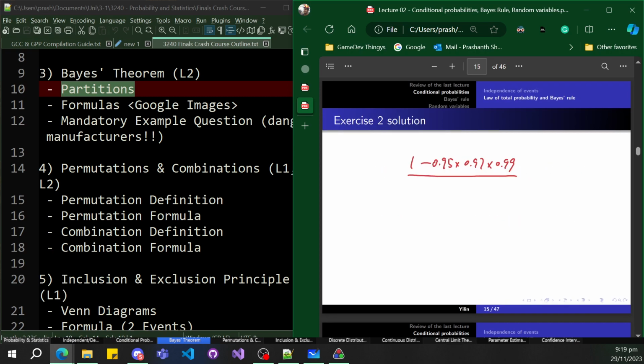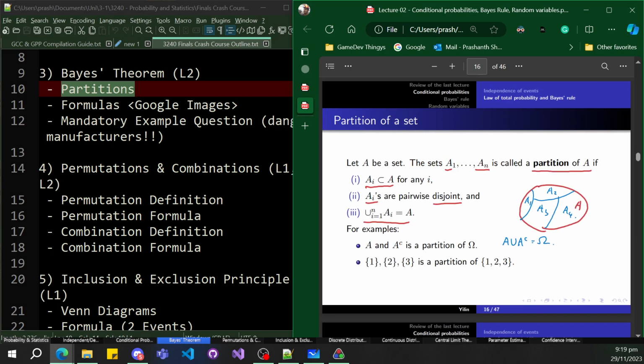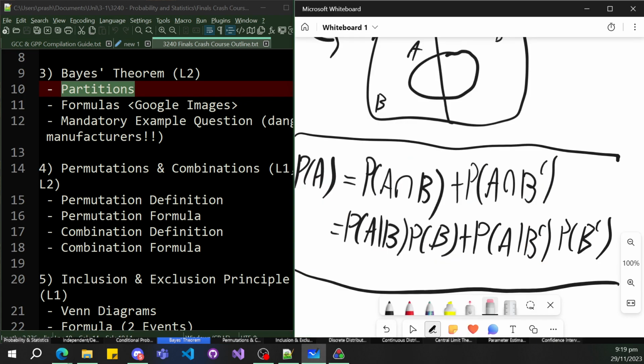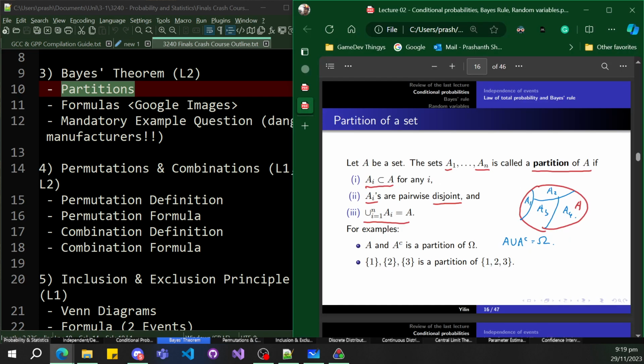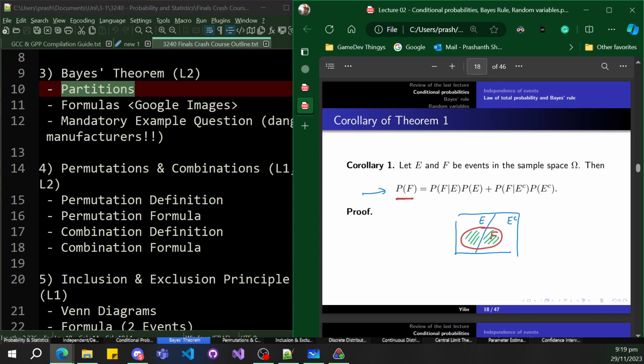Any other formulas for partitions? Okay, you cannot have partitions overlapping each other, because at that point you're not really splitting the space. Yeah, that's just a definition thingy.